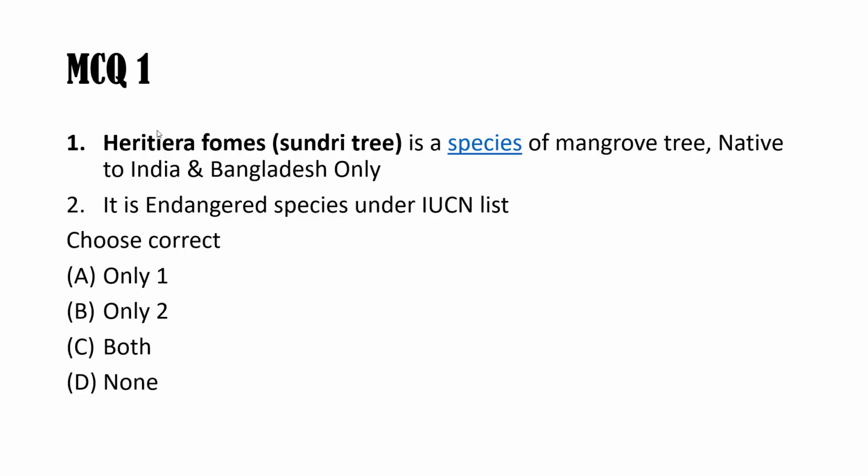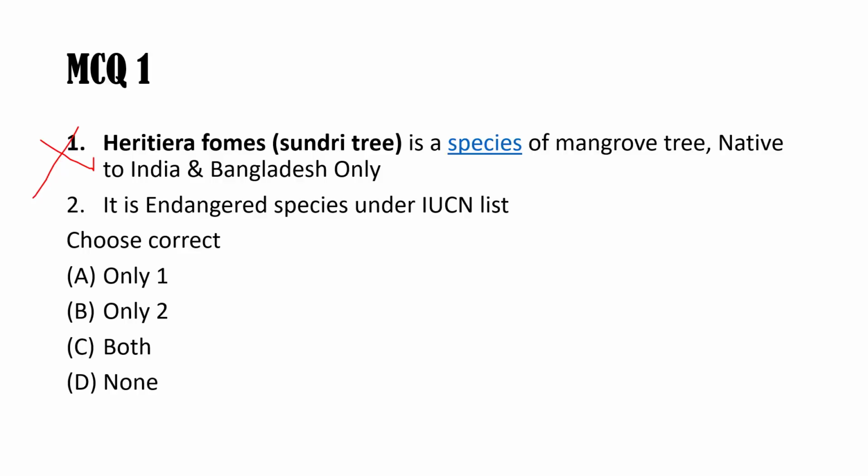Okay, first question: Heritiera fomes. It's a tree, and that's its scientific name. It's a species of mangrove tree. Yes, that is correct. Native to India and Bangladesh only. You see, the Sundarbans are present in India and Bangladesh, both countries. But these trees are also found in Myanmar, Thailand, and other Indochina regions. So it is wrong to say that these are found in only these two countries. This is a wrong statement.